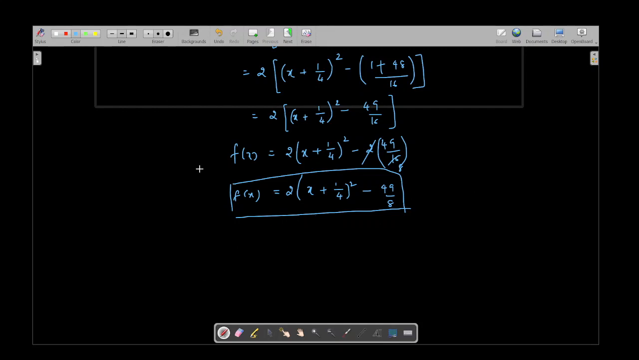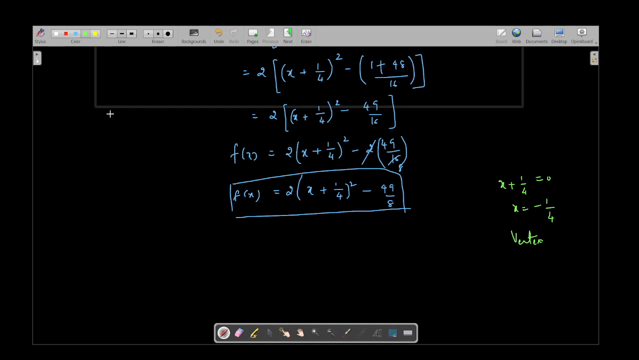So now we have important things to note here. If I equate x plus 1 by 4 to 0, I'll get x is equal to minus 1 by 4. So this is my vertex point. What do you mean by vertex point? At this point, the value of the quadratic polynomial is either maximum or minimum. Let's see.